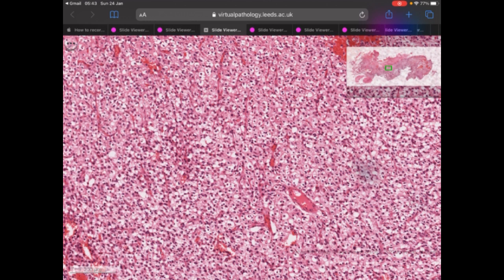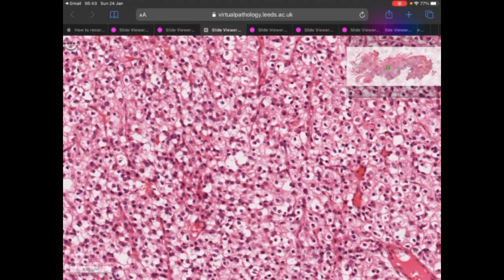And in this low power, we can also appreciate there are many delicate capillary blood vessels, and these delicate capillary blood vessels are easily branched. This is what we call a chicken wire blood vessel.